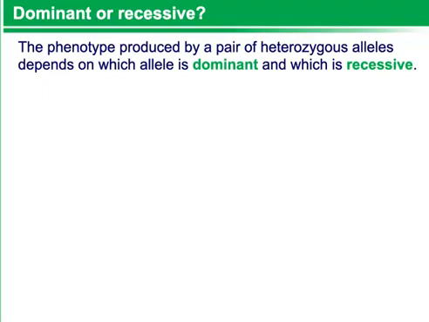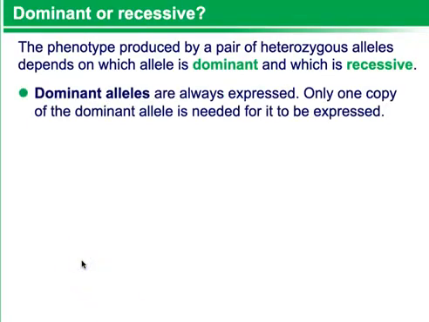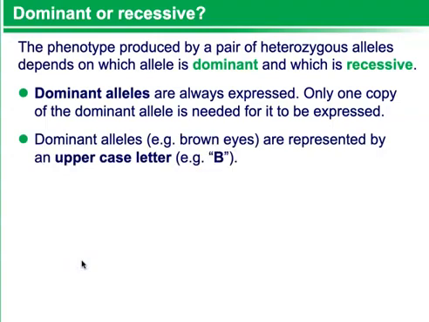Dominant or recessive. The phenotype produced by a pair of heterozygous alleles depends on which allele is dominant and which is recessive. Dominant alleles are always expressed. Only one copy of the dominant allele is needed for it to be expressed. Dominant alleles, for example our brown eye from the last slide, are represented by an uppercase letter. For example, an uppercase B for this particular allele.